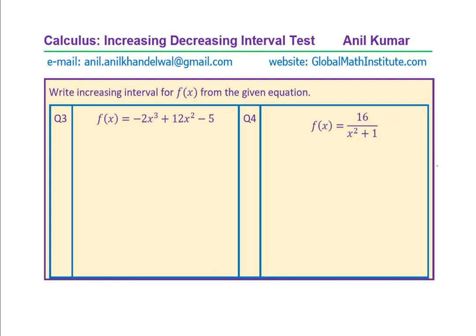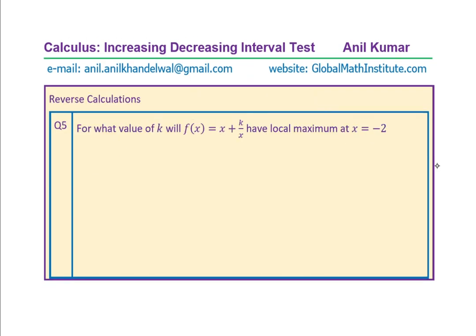Question number 3 and 4 is kind of similar. However, this time you have to figure out the increasing interval of the function, but from the equations. So for each equation, you can find the first derivative, analyze the first derivative, and get your solution, correct? Question number 5. For what value of k will this function have a local maximum at x equals to minus 2? It's a reverse calculation question. We have already given you that the local maximum exists, and that too at x equals to minus 2, but you find the function. Interesting and a very useful question from a test point of view.